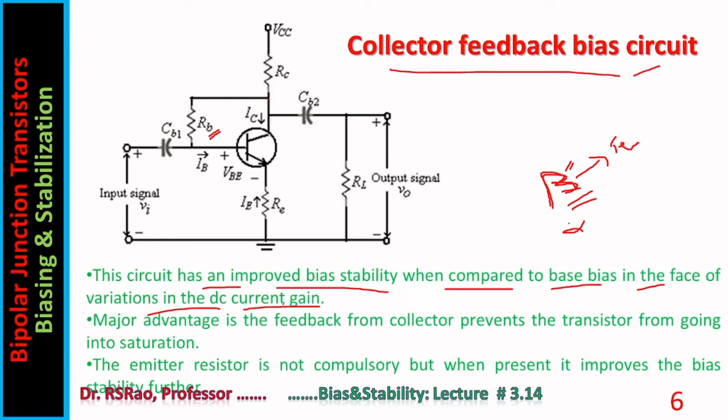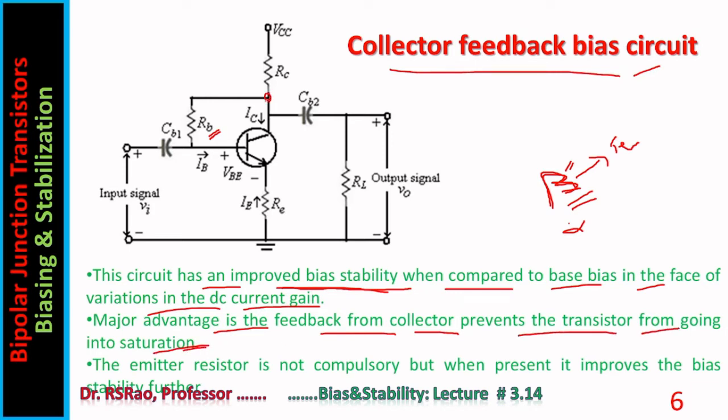That's what he's telling. This circuit has an improved bias stability. Major advantage is the feedback from collector prevents the transistor from going into saturation.